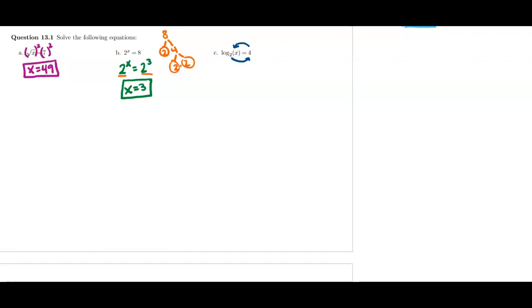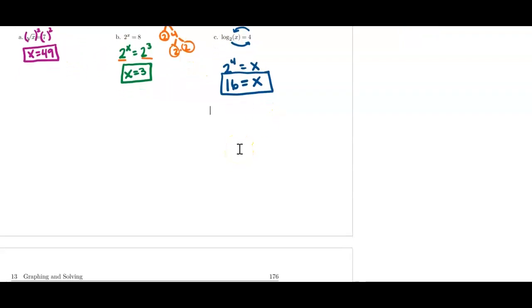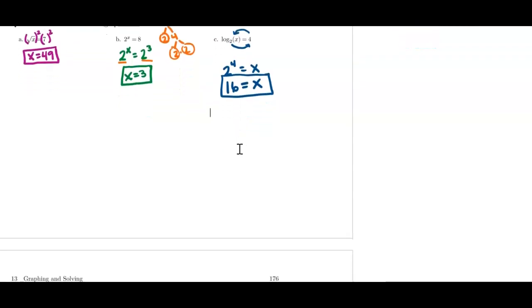Nice. You guys are doing amazing. All right, so 2 to the fourth power equals x, and then you just had to simplify this. 2 times 2 times 2 times 2 is 16. So x equals 16. Right? That's what it looks like most of you came up with. Isn't math so awesome? Look at this. You guys are doing amazing.